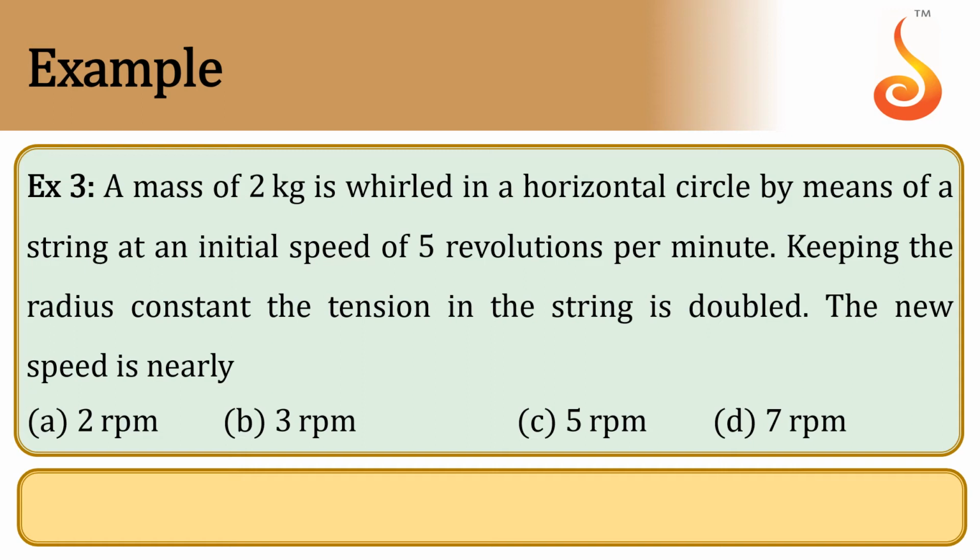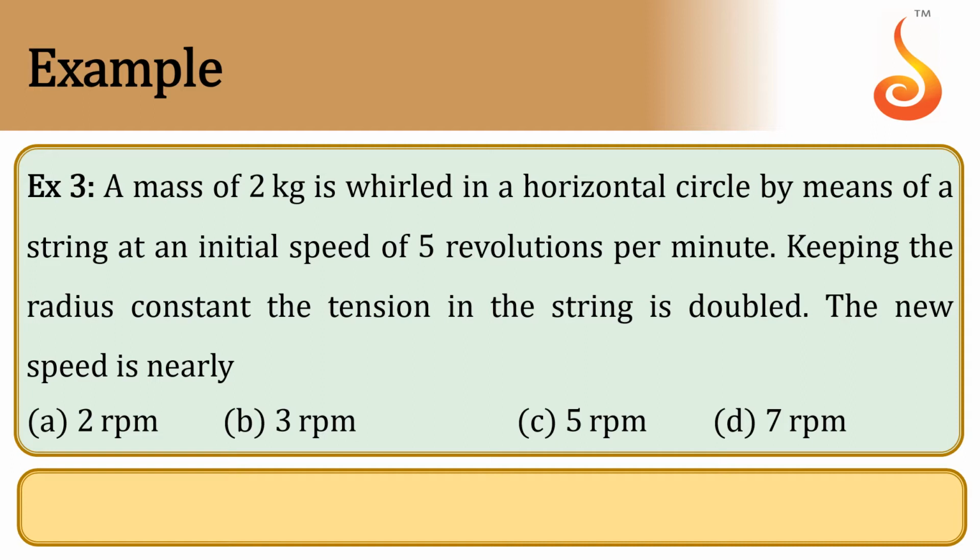Example 3. A mass of 2 kg is whirled in a horizontal circle by means of a string at an initial speed of 5 revolutions per minute. Keeping the radius constant, the tension in the string is doubled. The new speed is nearly.